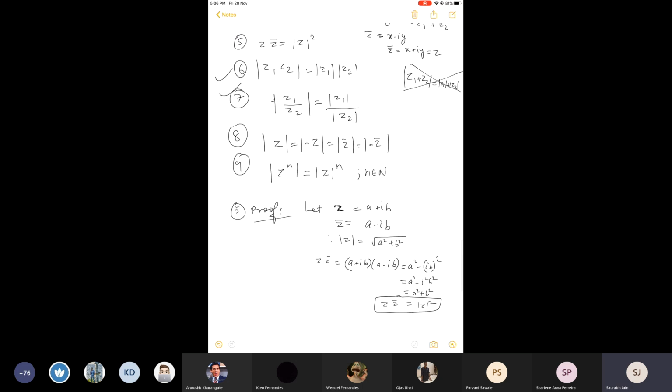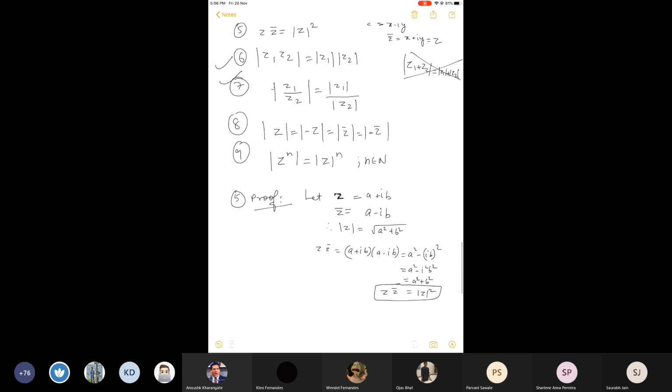This is your property number 5. What is the meaning of this? The meaning of the property is that if you multiply any complex number by its conjugate, you will get the square of its amplitude. You can learn it in that way. Otherwise, simply remember Z into Z bar is equal to mod Z square.